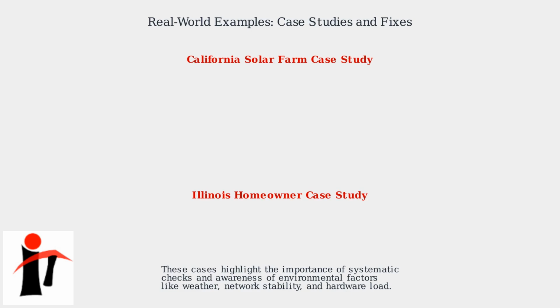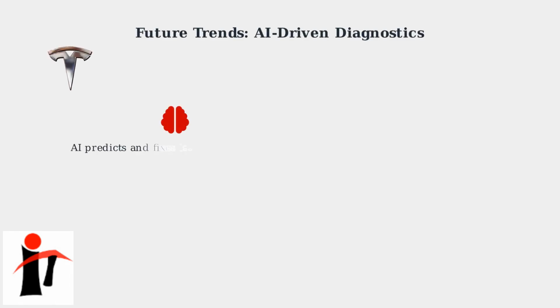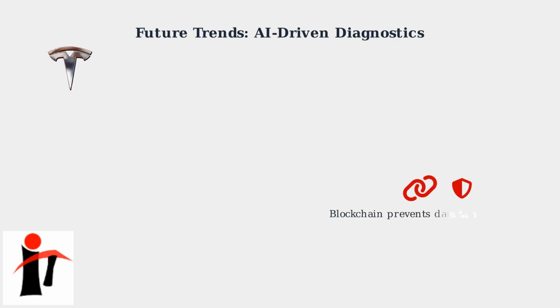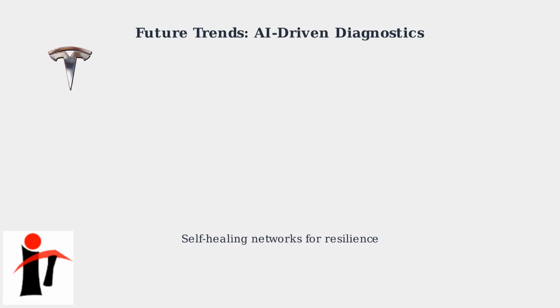Many issues can be resolved through proactive diagnostics and firmware updates. Tesla is increasingly using AI to predict and auto-fix common solar data issues. Future updates will focus on autonomous energy management, aiming for near 100% uptime in solar monitoring. Also, expect enhanced interoperability with non-Tesla solar components, as well as blockchain-based data verification to prevent data tampering. These advancements promise more resilient, self-healing networks.